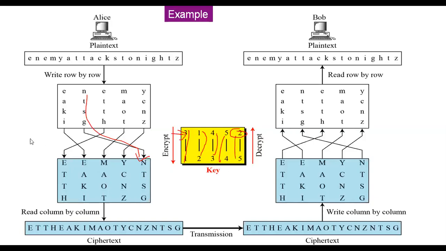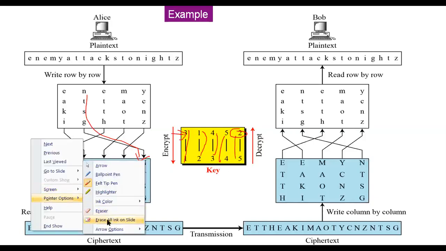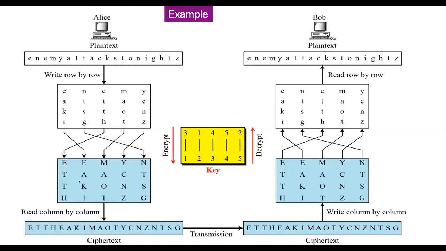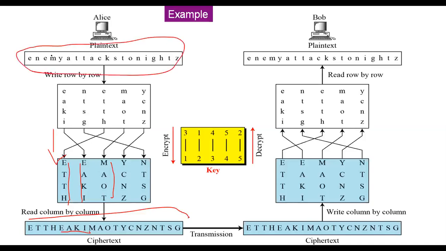Now, after rearranging the columns, this is the text. Now read this text column by column. So ETTH first, then EAKI, then MAOT. So read these characters column by column. So this is the ciphertext for this plain text.